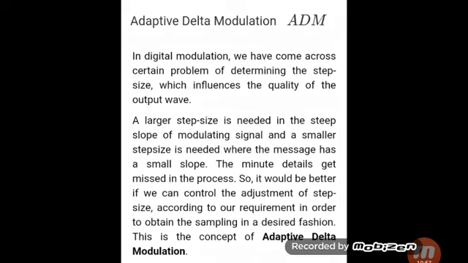So in this topic we mainly explained the conversion process from analog to digital, and how the signal is converted from analog to digital, and how the slope overload noise is eliminated by using ADM, adaptive delta modulation.